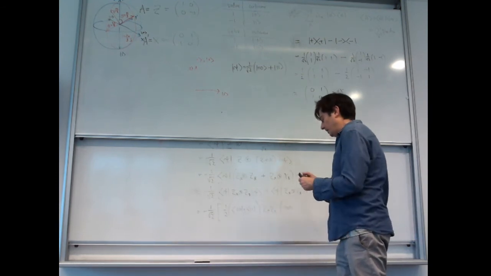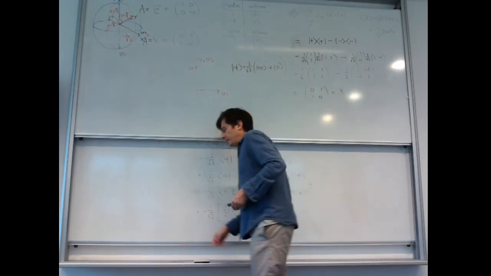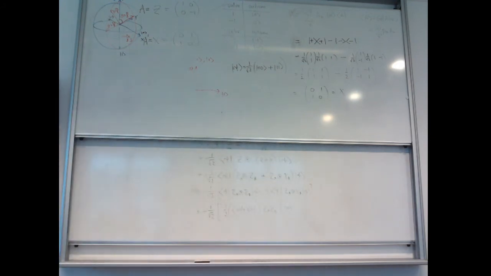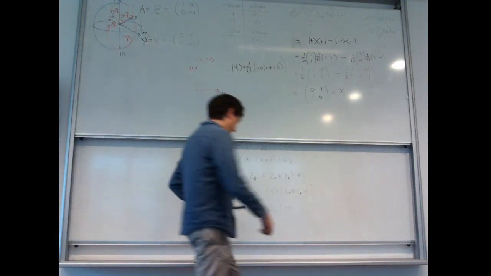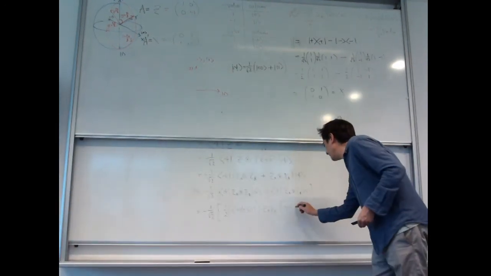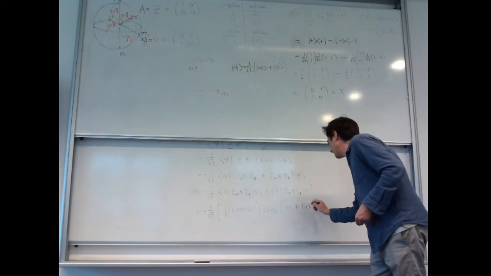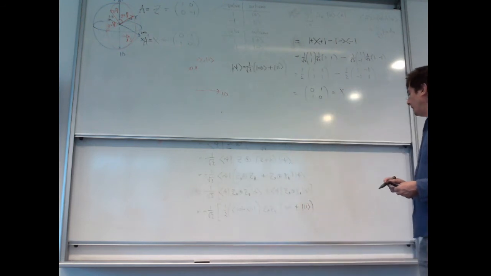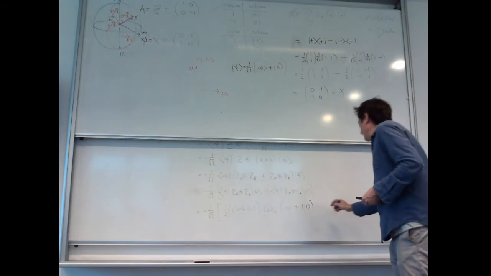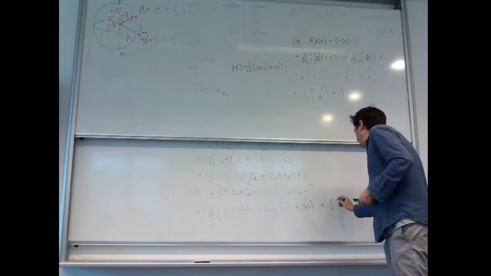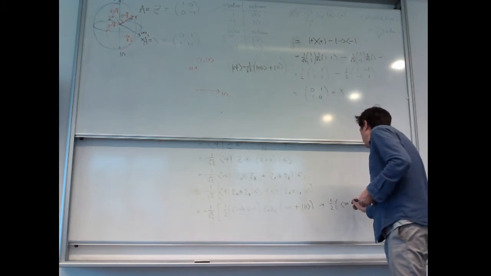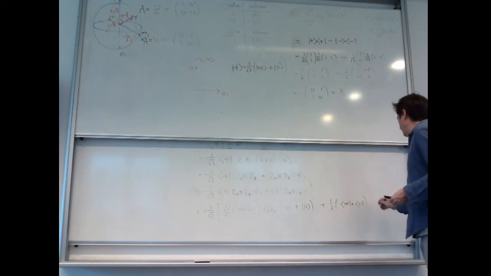0 0, that plus a half of 0 0 plus 1 1 of Z A X B.